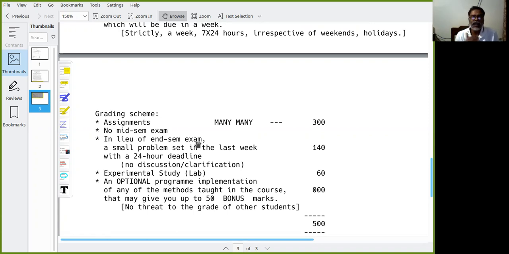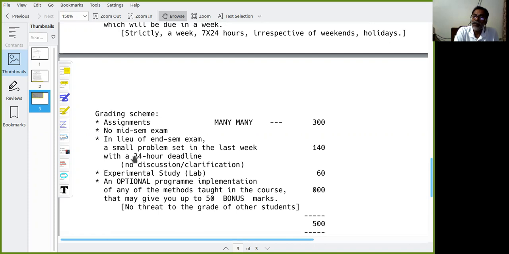towards the end of that last week, I will upload a small problem set, for doing which you may need something like 3 hours. But I will give you a time duration of a full 24 hours, whenever you want to use your 3 hours. So you can use your 3 hours in the beginning of those 24 hours, or in the middle, or towards the end. Those who do it towards the end will have more tension. That's a different thing.